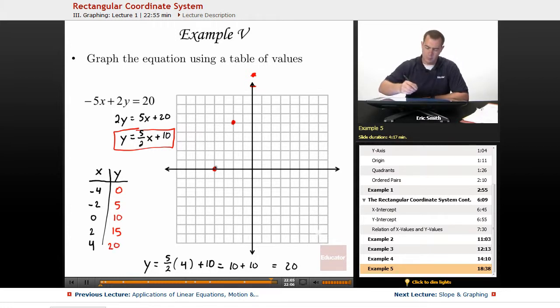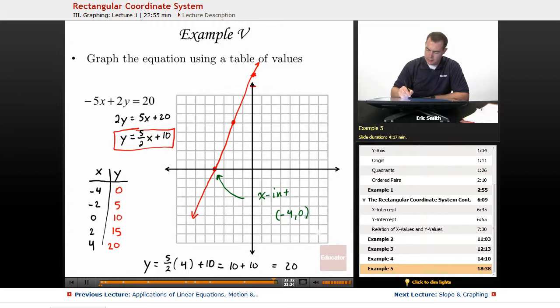So now we have plenty of points, so we can go ahead and graph this out. I'll go ahead and connect the dots. So the graph of this equation looks like this. And with this one, we can even take it a bit farther and mark out its x-intercept.